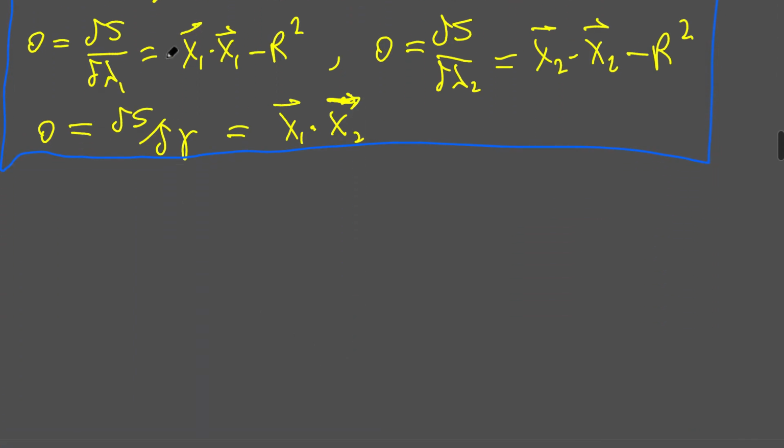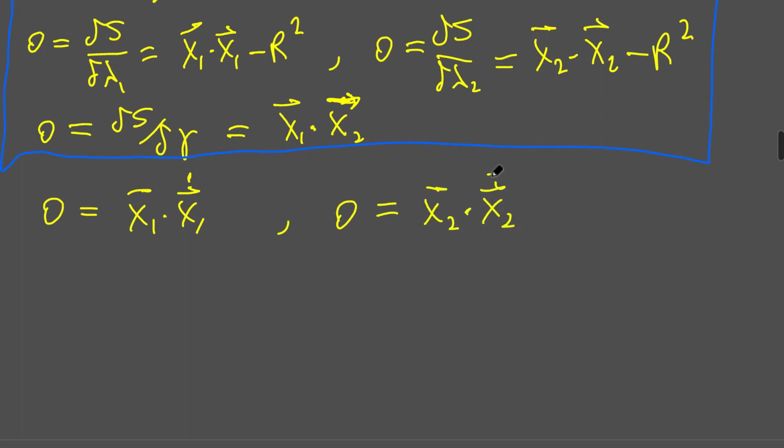So the first derivative of this equation is 0 equals x1 vector dot x1 vector dot. Derivative of r squared is, of course, 0. Derivative of this gives 0 equals x2 vector dot x2 vector dot. And the derivative of this equation is 0 equals x1 vector dot x2 vector dot plus x1 vector dot x2 vector. Now we'll take a second derivative of these equations.